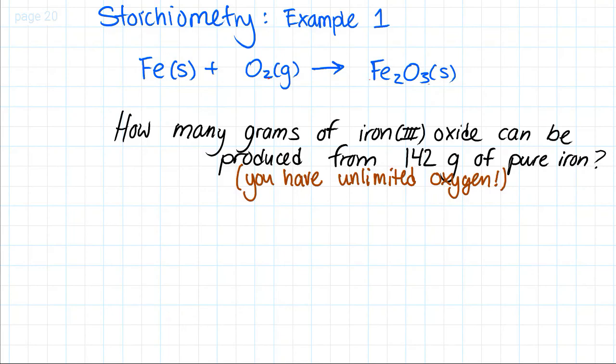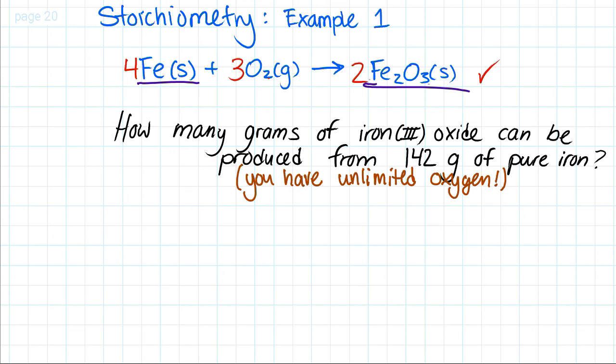The first example of a stoichiometry problem is going to ask us how many grams of iron 3 oxide can be produced from 142 grams of pure iron. You have unlimited oxygen, which means you don't have to worry about it in your calculations. The first thing you need to do is make sure your equation is balanced. This one is not. So I'm going to put a 3 here and a 2 here, and I've got 4 irons on the right, so I'm going to need 4 irons on the left. Now that it's balanced, we can continue.